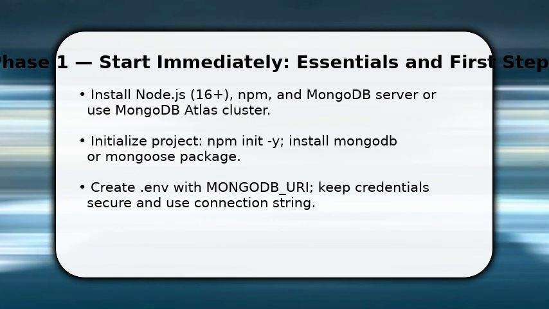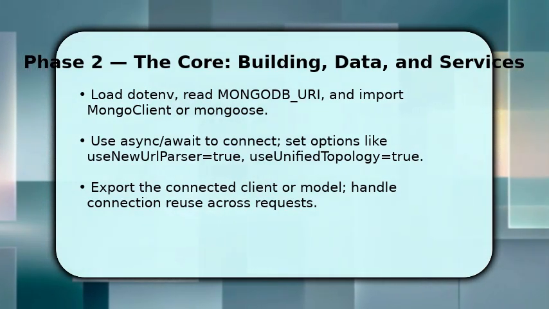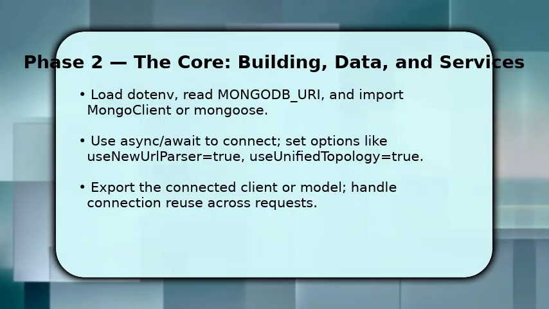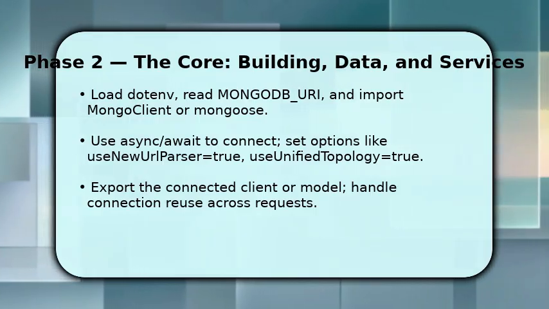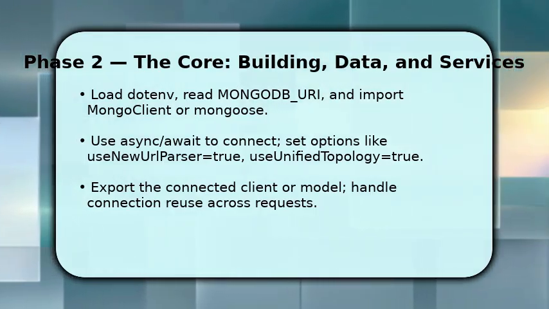Once done with setup, open your main module and load .env so the MongoDB URI is available. If using the MongoDB driver, import MongoClient and write an async connect function that awaits client.connect. If using Mongoose, call mongoose.connect with the URI and options. Pass options such as useNewUrlParser and useUnifiedTopology to avoid deprecation warnings.